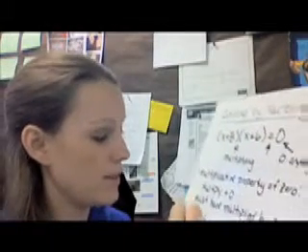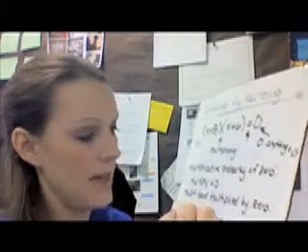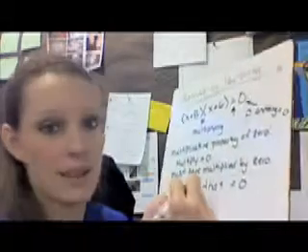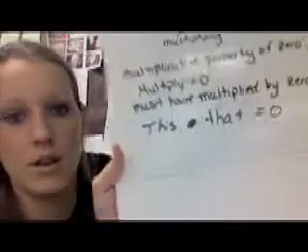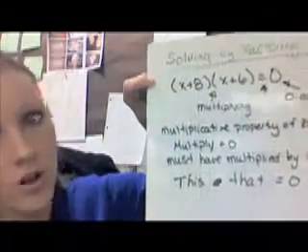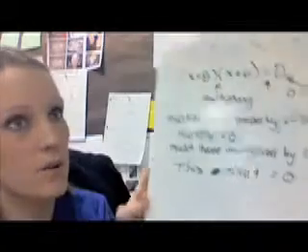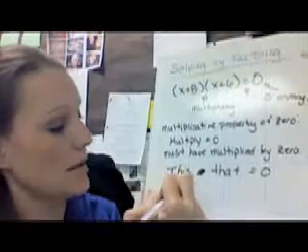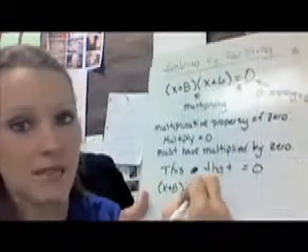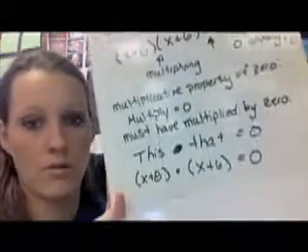So what I'm looking for is this times that equals 0. And the key here is the times. This times that equals 0. So what do I have up here? You'll notice that this is already factored. So I have x plus 8 times x plus 6, and it equals 0.